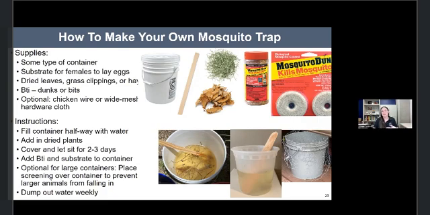You're going to want to let that sit for 2 to 3 days. Ideally, you want to cover it with the top so that mosquitoes aren't getting in there yet, because you're basically steeping or making that tea, or we call it an infusion.